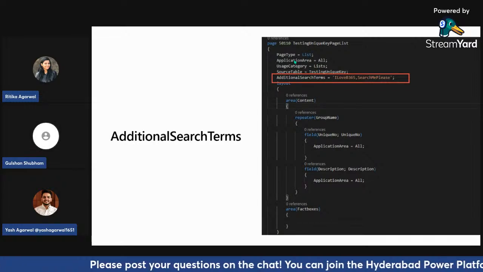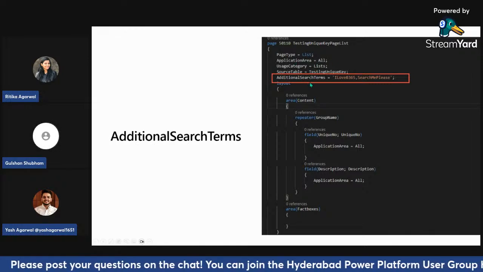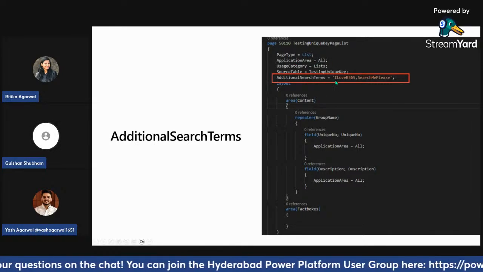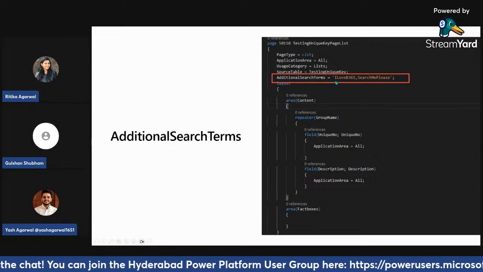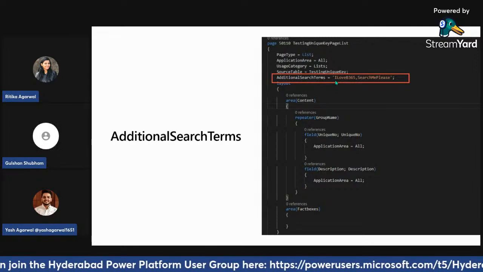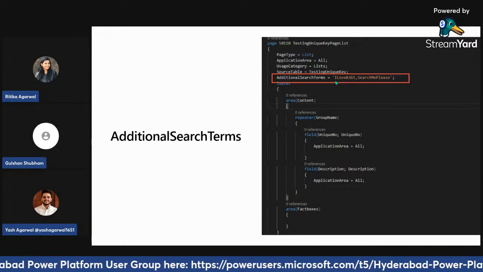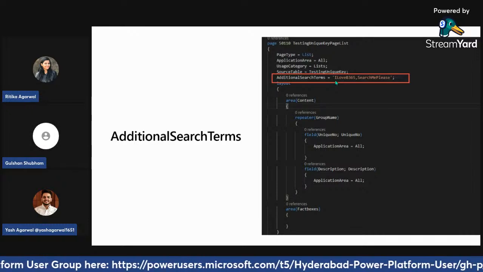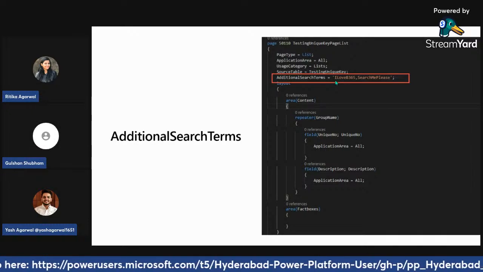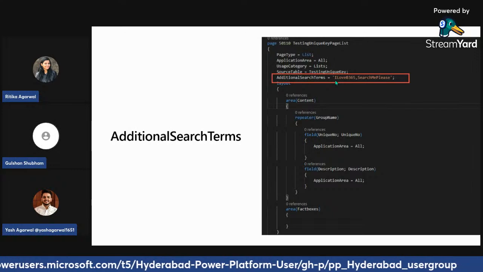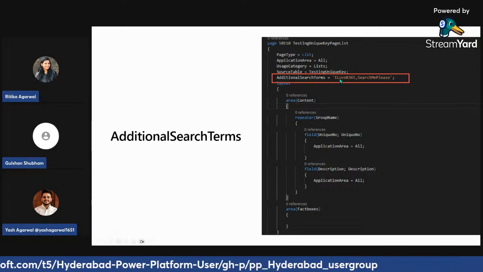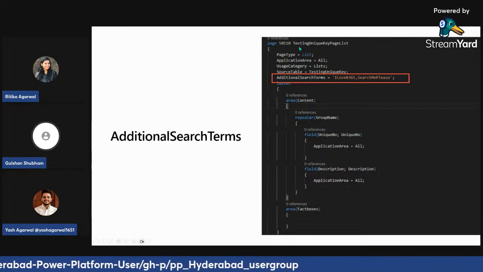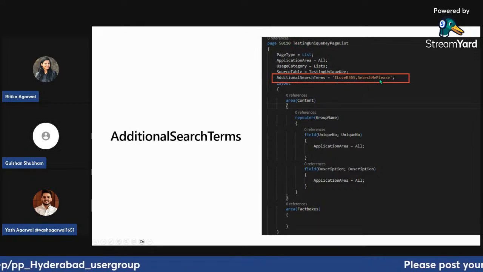One thing additionally, you can say here, highlighted as well, additional search terms. And here I have typed, I love D365, search me please. And with a comma, you can add multiple, and whatever you add, if you search it in the search bar, you can find it. So keep in mind what we have added. I have added two words for this page, which is testing unique key page list: I love D365 and search me please.